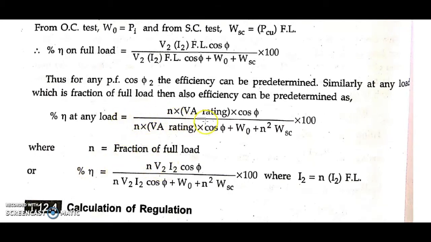There is one more formula with respect to this, that is efficiency at any load. You can remember this formula or that formula, whichever you are able to remember properly. What is the formula? Instead of the VA rating, we replace it by V2 into I2 in the numerator as well as the denominator. The rest of the formula will be all the same.